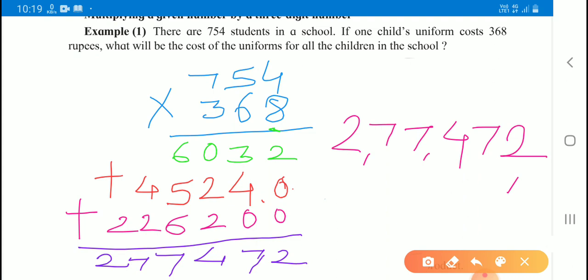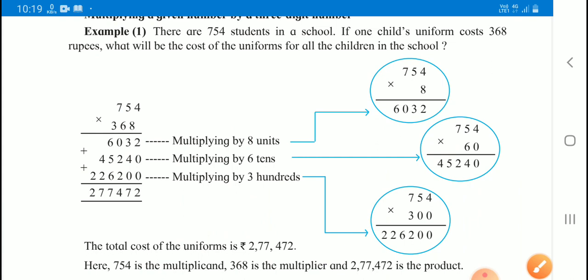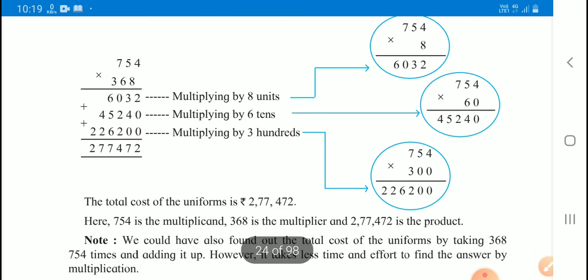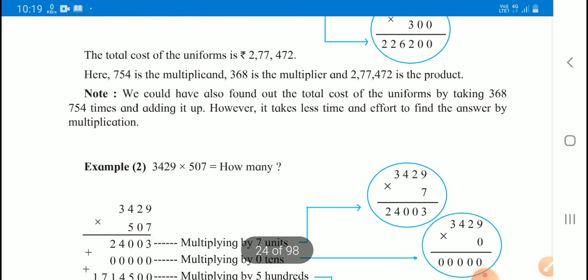3 fours are 12. Okay. Then 1 carried, 3 fives are 15 plus 1, 16. Again 1 carried, 3 sevens are 21 plus 1, 22. And then you have to add all these numbers. After adding, we got the answer, rupees 2,77,472. Okay, look, is that answer given in your book? 2,77,472. Okay, now we'll see the next example in your book.